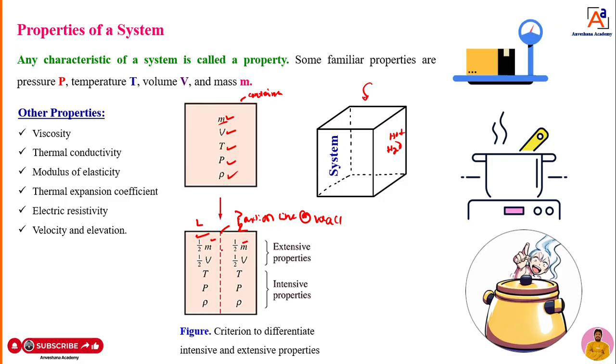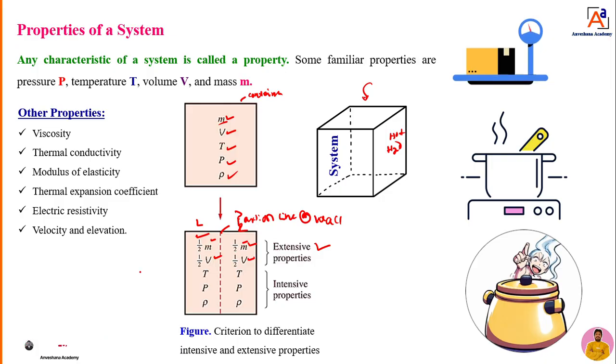If the mass is split into two parts, what will happen to the volume? 50% of the volume of hot water is going to occupy the left side, and 50% is going to occupy the right side. That means volume and mass are dependent on the mass. Those properties we can call extensive properties. What are extensive properties? Extensive properties are the properties of the system that are dependent on the mass.